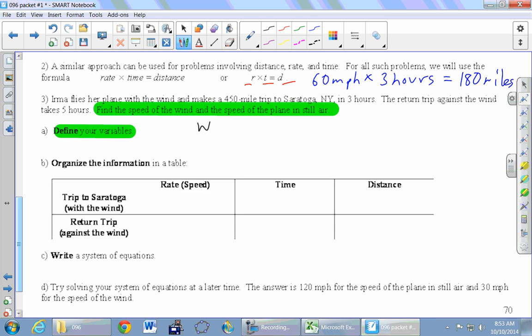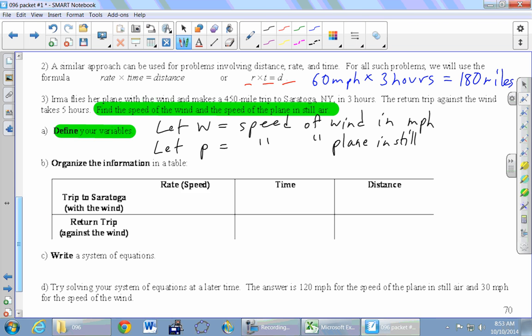So I'll go ahead and let W be the speed of the wind. And again, we're going to put units. What are some good units for the speed of the wind? Miles per hour. And then I'll let P be the speed of the plane in still air in miles per hour.